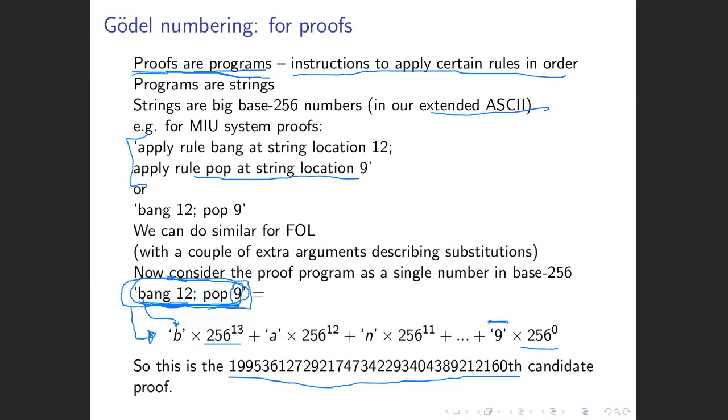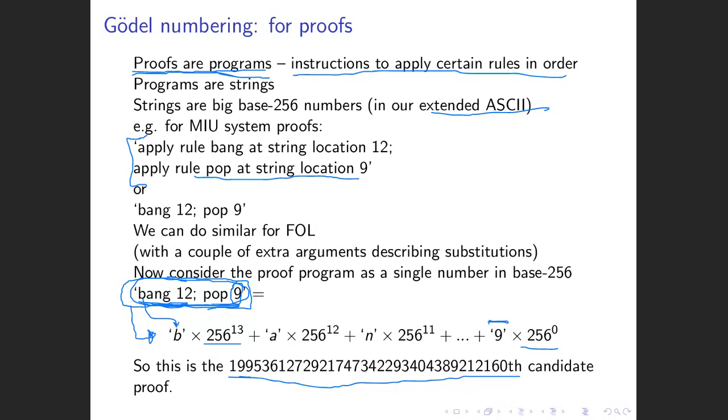And you can view this number as an attempt at making a proof. Let's say we're trying to prove MU in the MU system. You can consider all the possible proofs that you might ever come up with, all these big ASCII files that you're going to write as programs. And this particular one is the 1995 blah blah blah 2/160th possible proof that you could have written down.